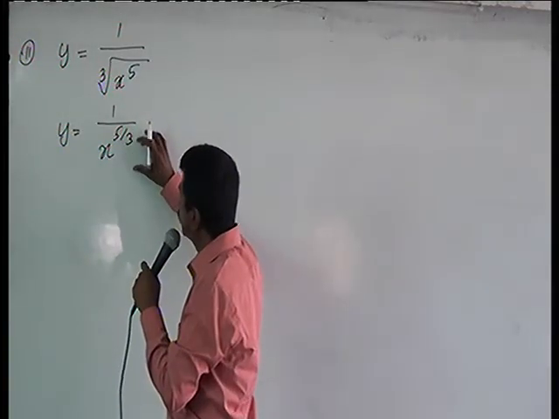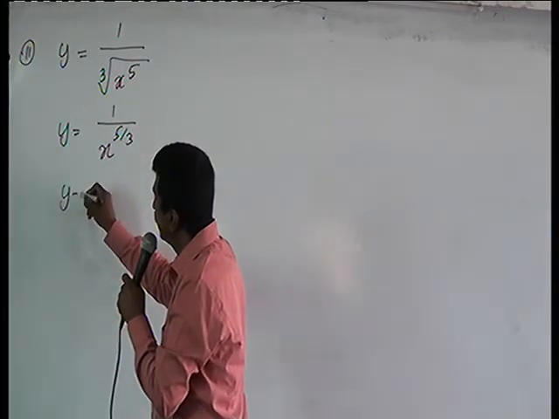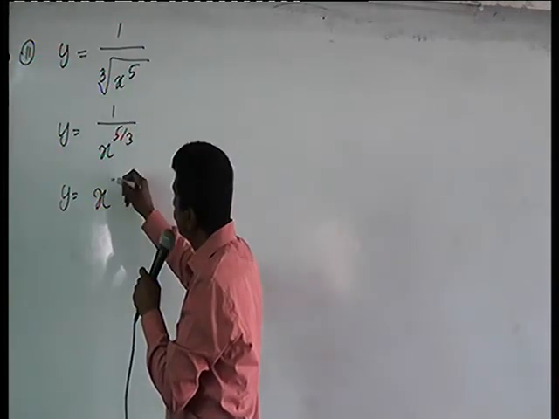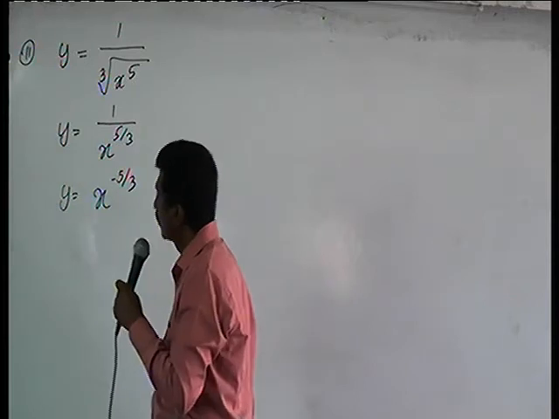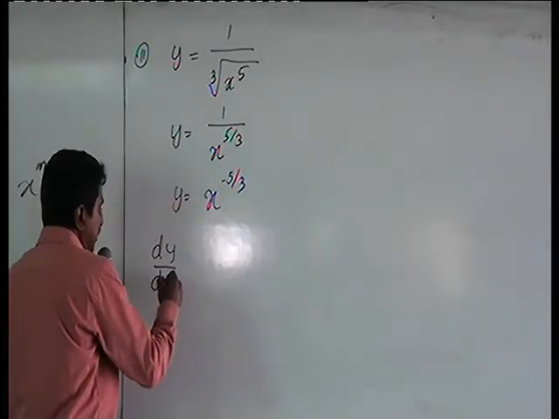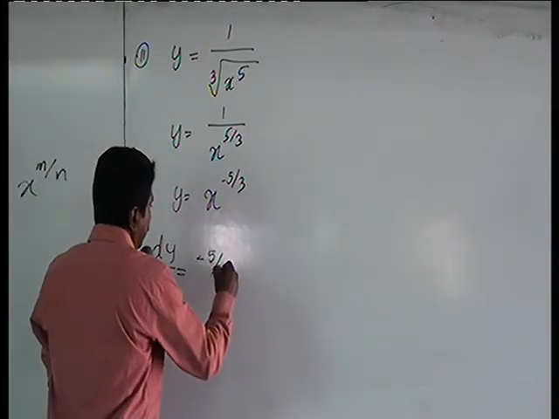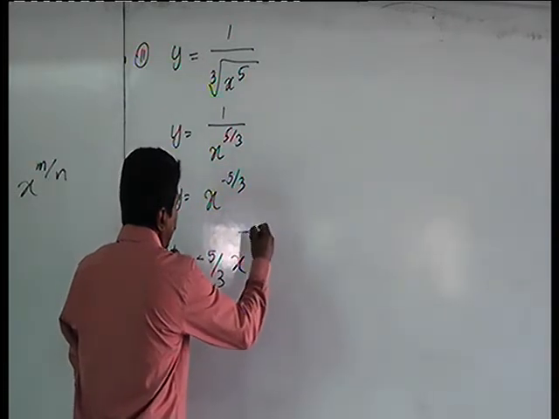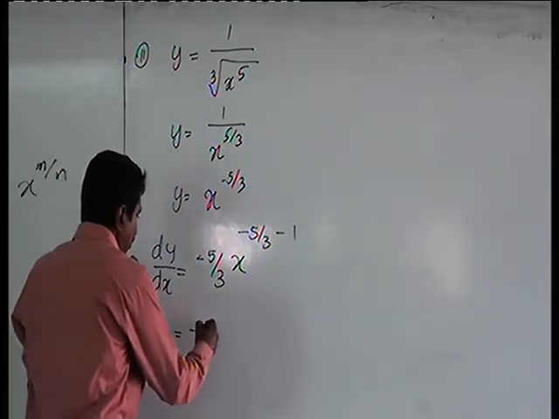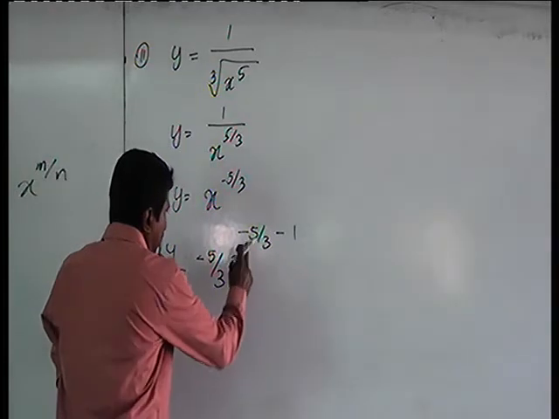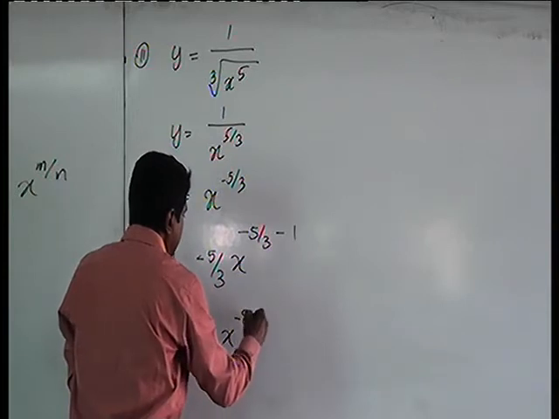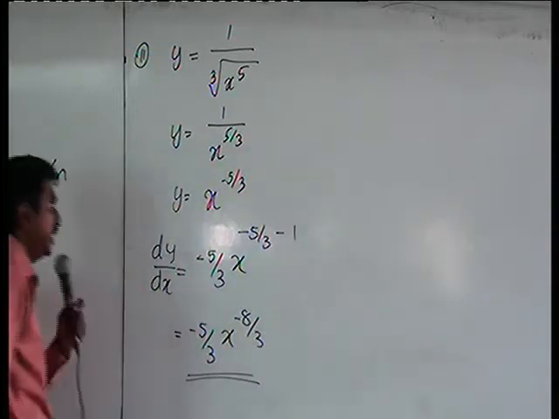Now I will take this to the numerator, then this becomes y is equal to x to the power minus 5 over 3. Now we can differentiate: dy by dx is equal to minus 5 over 3 x to the power minus 5 over 3 minus 1. So this is equal to minus 5 over 3 x to the power minus 5 over 3 minus 3 over 3, which is minus 8 over 3.